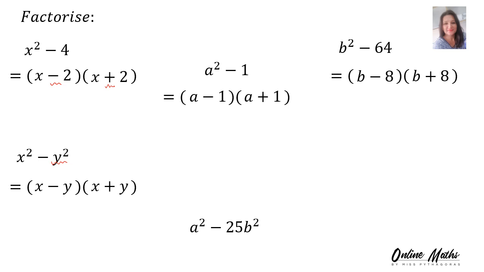A squared minus 25b squared. Again, everything there are perfect squares. Therefore, it's two brackets, a minus 5b, a plus 5b.